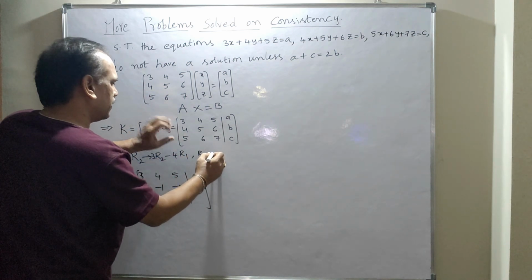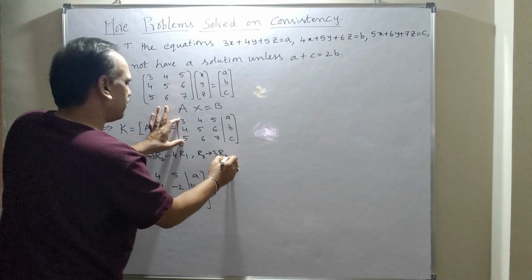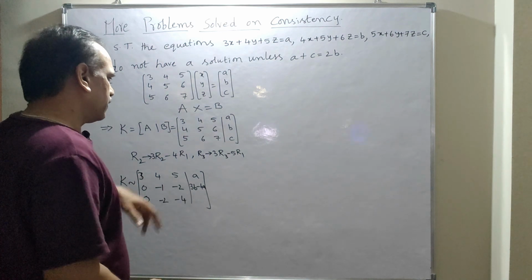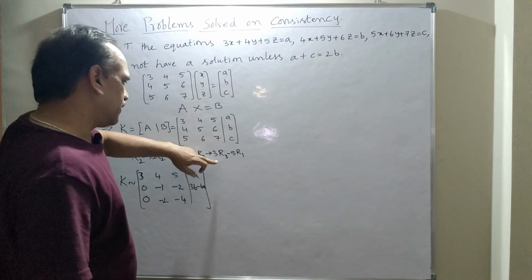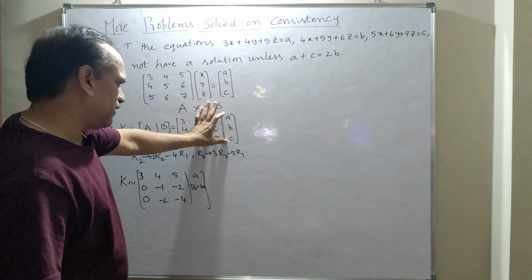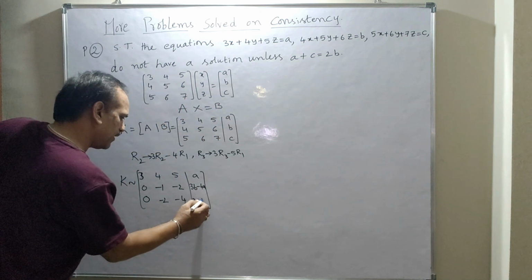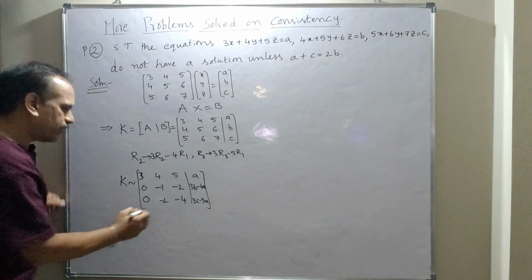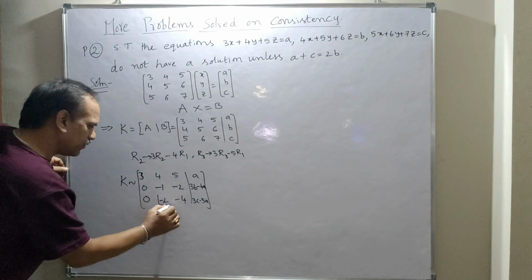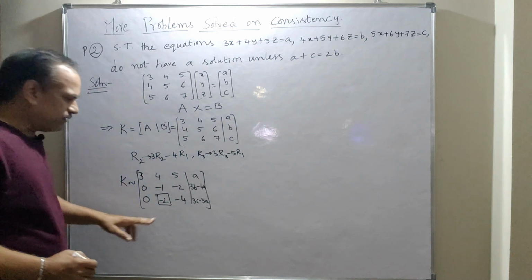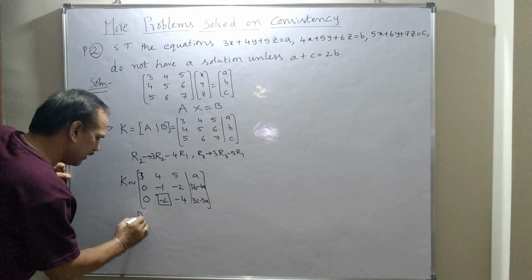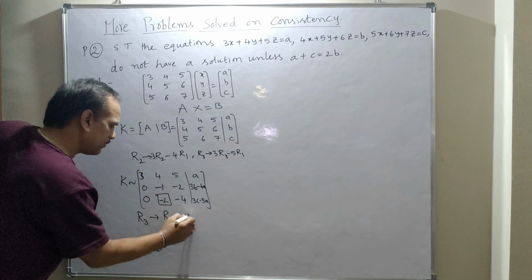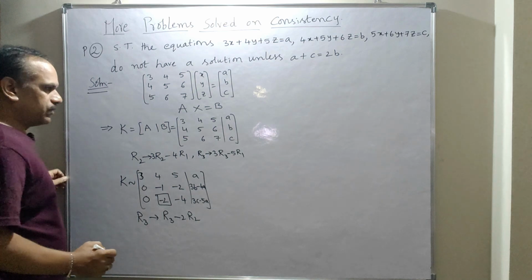Now, how to get 0 here? In the R3 position you have 3 here. 3R3 minus 5R1, so it is 0. Here you get 3 into C minus 5 into A, 3C minus 5A. Okay. Now, our target is to reduce this to echelon form. Next target is to make this entry 0. So, how to do it? R3 minus 2R2, using R2 only.